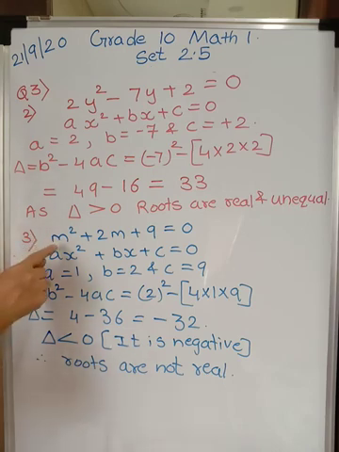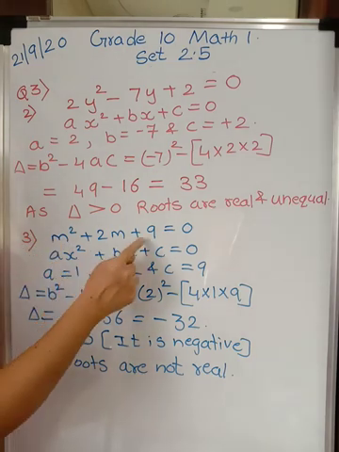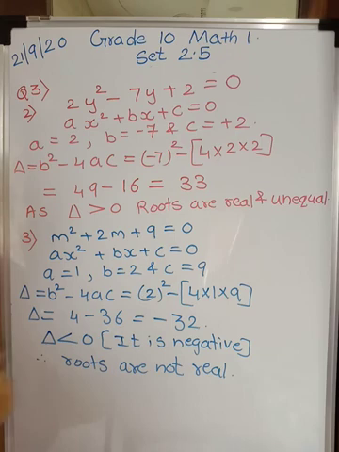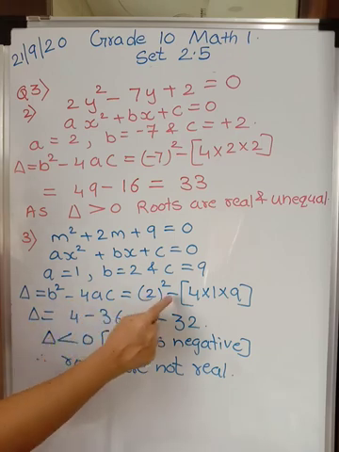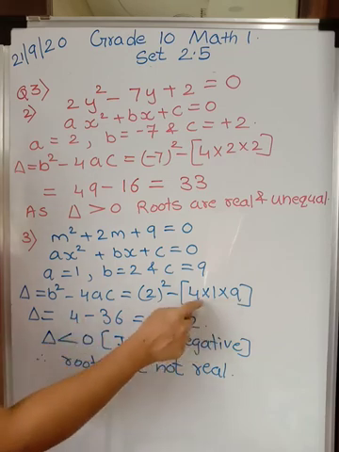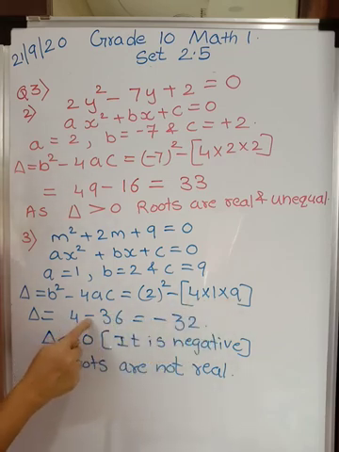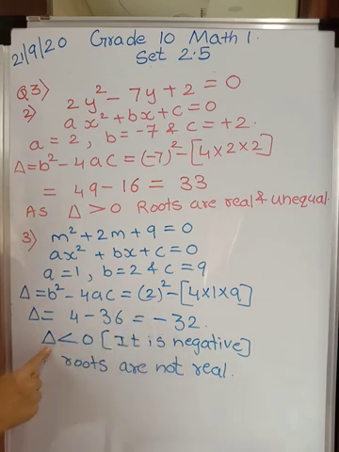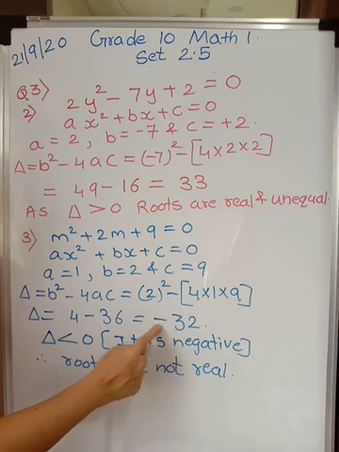Alright. Third, m square plus 2m plus 9 is equal to 0. Compare it with the general form. You get a as 1, b is 2 and c is 9. b square minus 4ac is 2 square minus 4 into 1 into 9. 2 square is 4. 9 fours are 36. 4 minus 36 is minus 32. Now here the discriminant is negative because it is less than 0. Once it is negative, roots are not real.